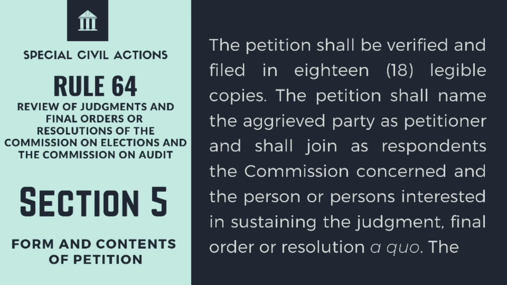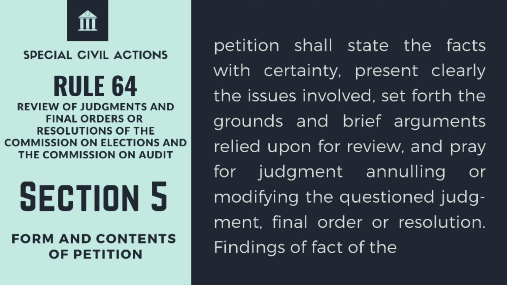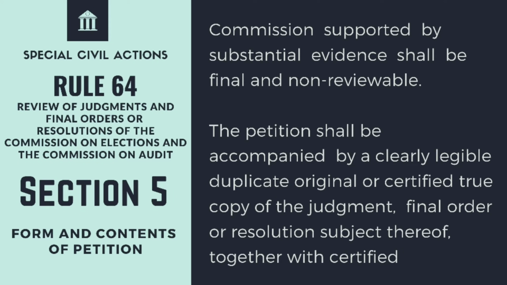Section 5. Form and contents of petition. The petition shall be verified, and filed in 18 legible copies. The petition shall name the aggrieved party as petitioner, and shall join as respondents the Commission concerned, and the person or persons interested in sustaining the judgment, final order or resolution a quo. The petition shall state the facts with certainty, present clearly the issues involved, set forth the grounds and brief arguments relied upon for review, and pray for judgment annulling or modifying the questioned judgment, final order or resolution. Findings of fact of the Commission supported by substantial evidence, shall be final and non-reviewable.